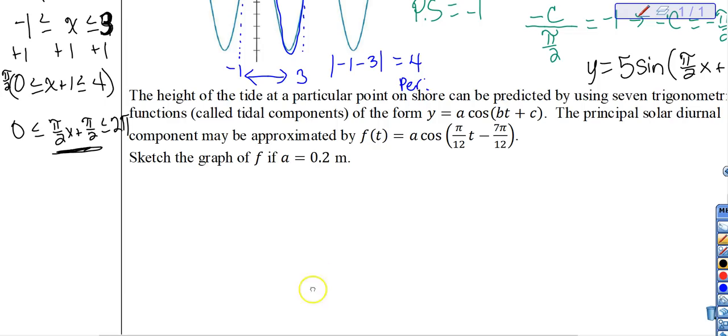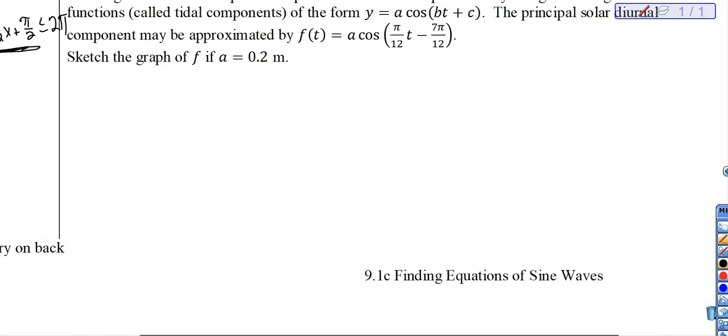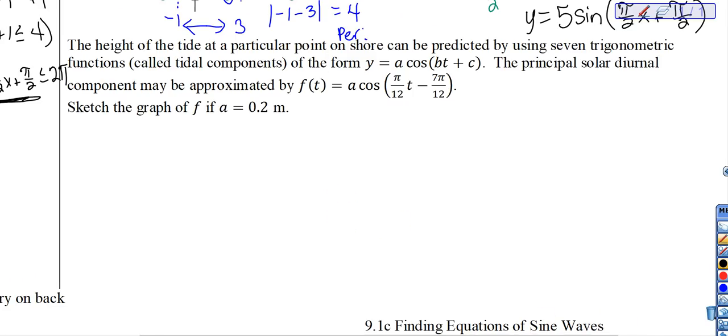All right. Then here I have one miscellaneous problem thrown in your notes that doesn't have really anything to do with writing the equation of sine waves, but I didn't want to have one note page with just one problem on it. So a little application and then we'll be done. Here's the problem. It says the height of a tide at a particular point on the shore. You know how it's controlled by the moon, right?